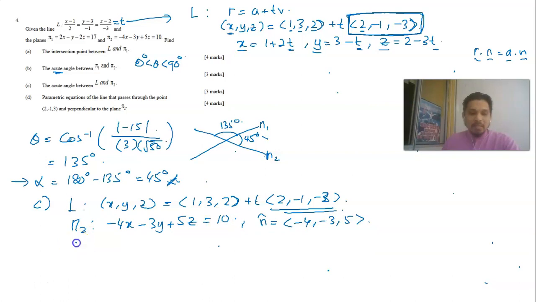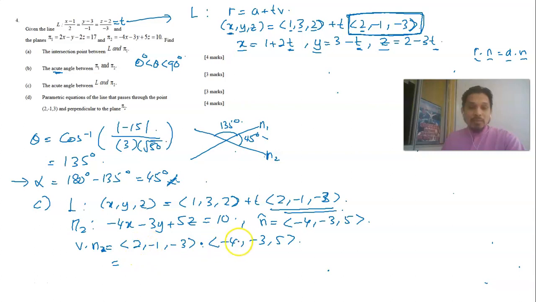So that v dot n equal to this v, 2, negative 1, negative 3, dot product with the n here, negative 4, negative 3, and 5. Okay, so 2 times negative 4 equal to negative 8. Negative 1 times negative 3 plus 3, and negative 3 times 5, negative 15. Negative 8 plus 3, negative 5. And negative 15 equals negative 20.